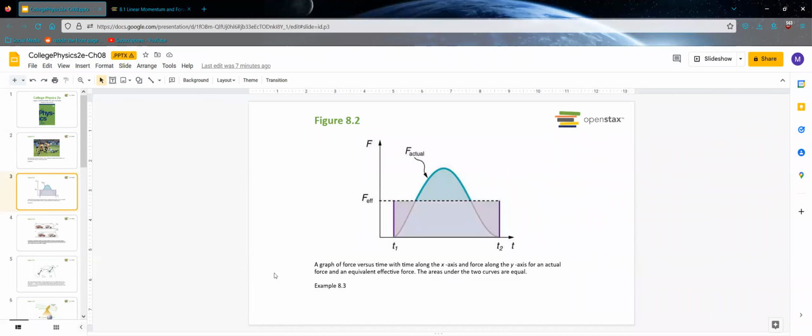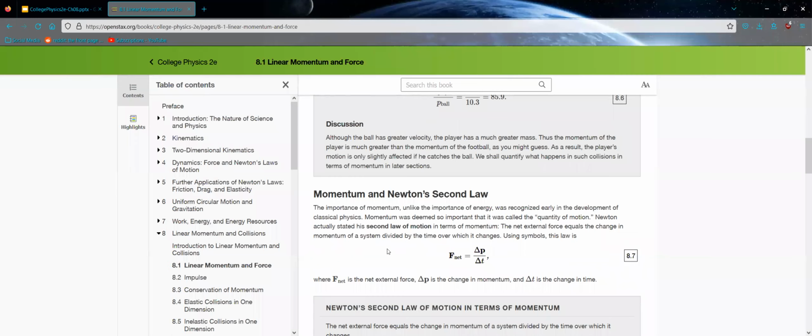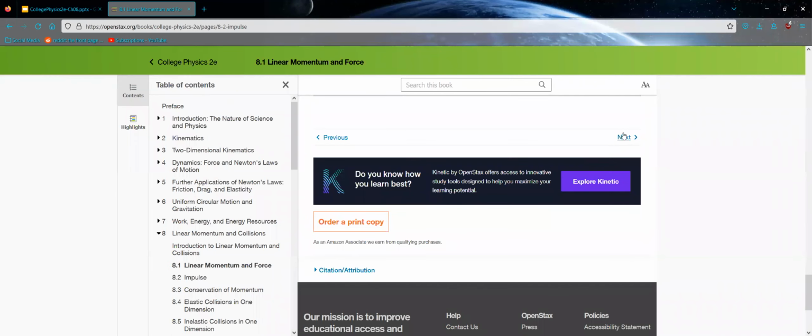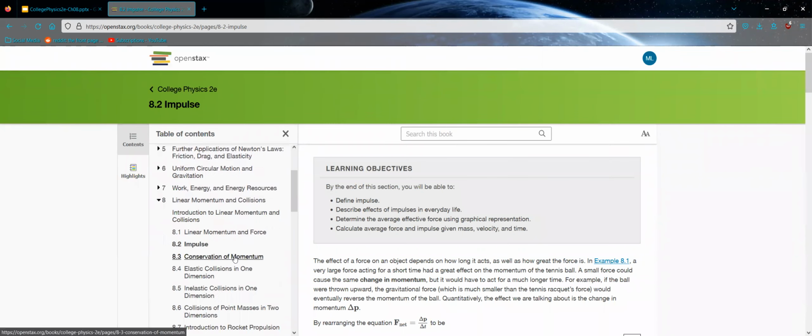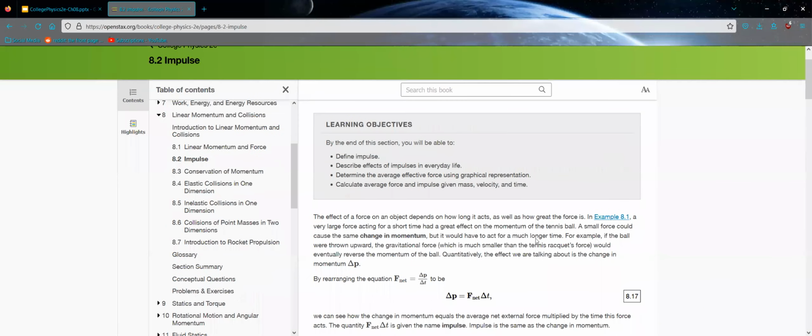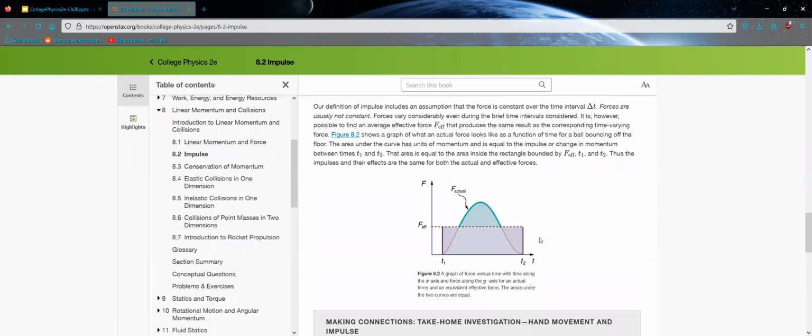So what am I looking at here? This is the actual force versus the effective force. Actually, I'll go over here for the better explanation of what I'm discussing. There we go. So the effective force versus the actual force describes the force over a very specific amount of time.